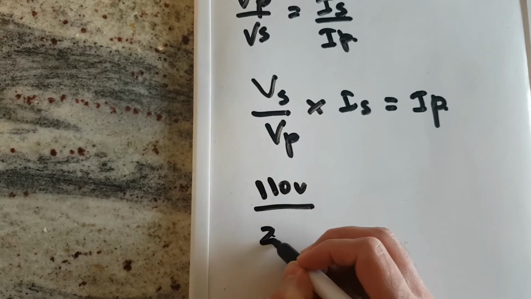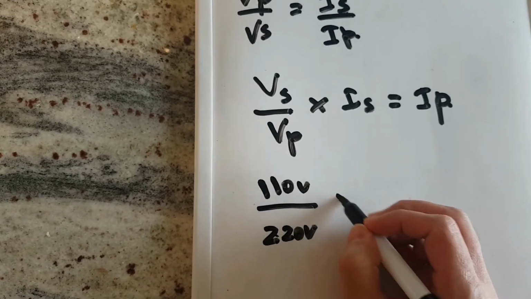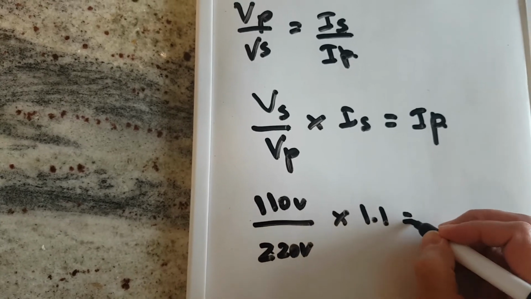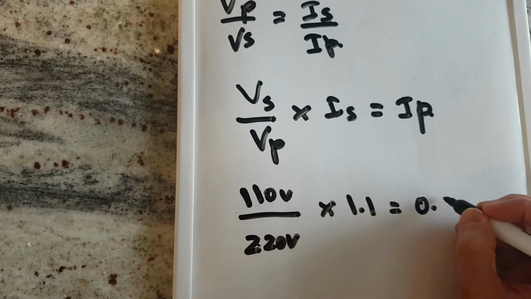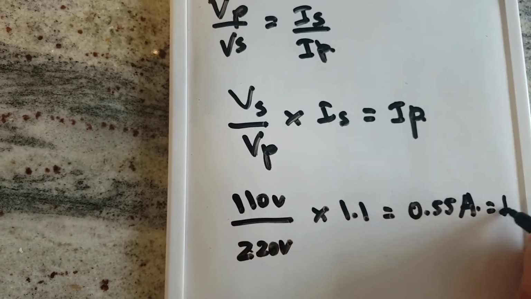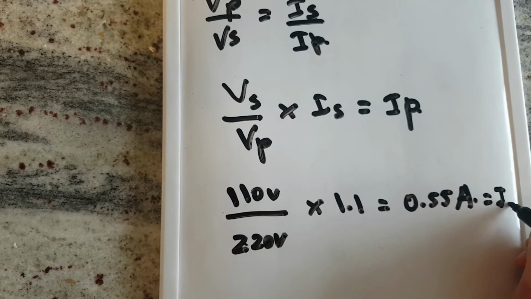110 volts divided by 220 volts and multiplied by 1.1. This will be equal to 0.55 ampere, which is equal to the current in the primary side.